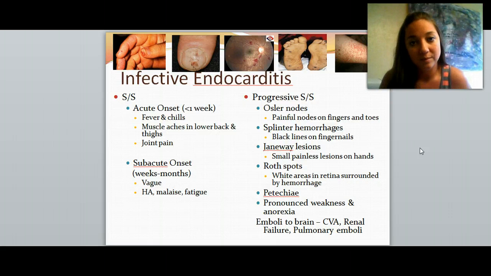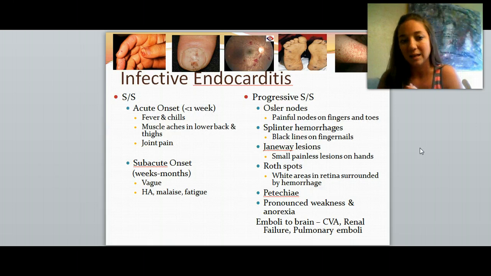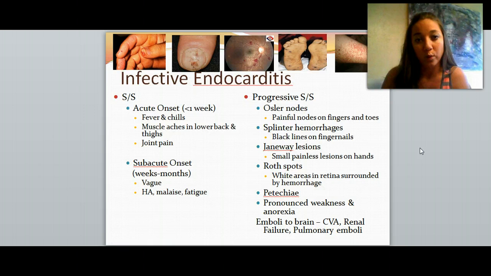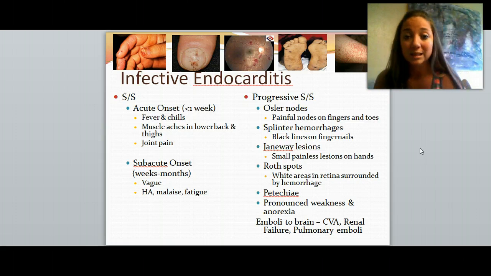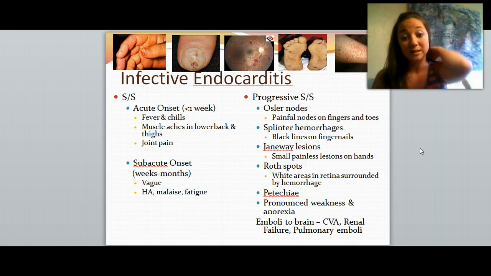The signs and symptoms. A lot of times within the acute onset, which is less than a week after the patient has developed infective endocarditis, you're probably just going to notice some basic things like fever and chills, muscle aches, joint pain, and those are pretty broad signs and symptoms. So we don't really know what it is at this point, and a lot of times we're not going to jump to the conclusion that they have infective endocarditis. A lot of times we're going to think, oh, it's just a cold, or they have the flu, or something like that.